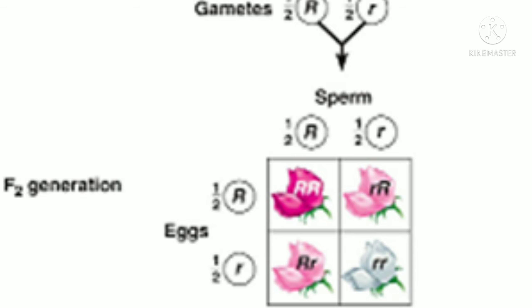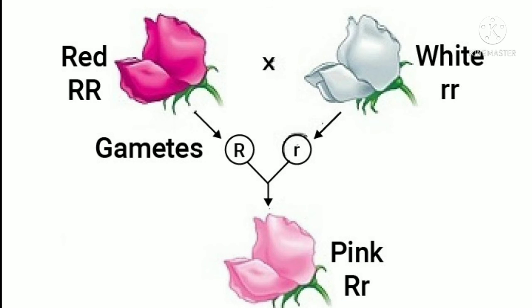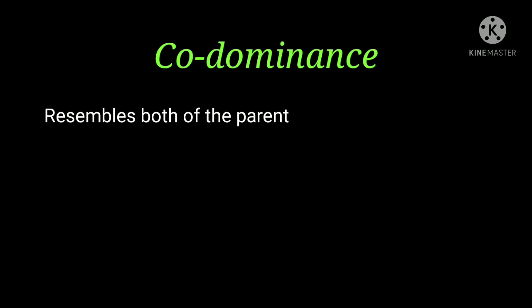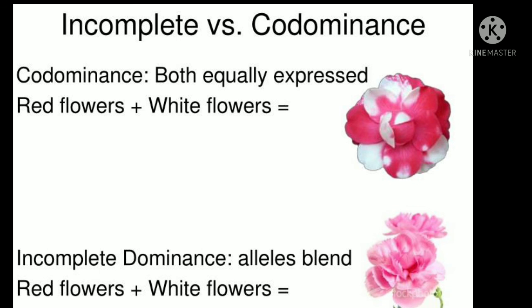What happened was, since the red was not completely dominant over the white, it made it possible to distinguish the heterozygous form as a pink-colored flower rather than being red or completely white. That's about incomplete dominance. Now about codominance. In the case of codominance, the F1 generation resembles both of the parents. ABO blood grouping in human beings is a good example for this. So, in codominance, the alleles are equally expressed, while in incomplete dominance, the alleles will blend together.